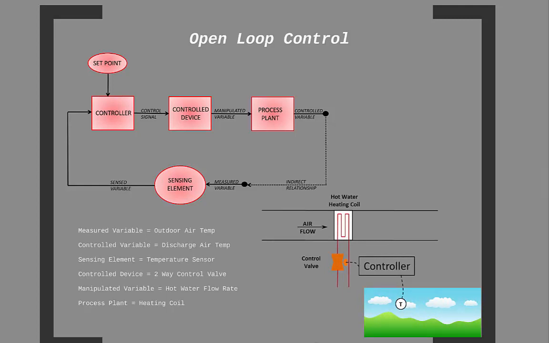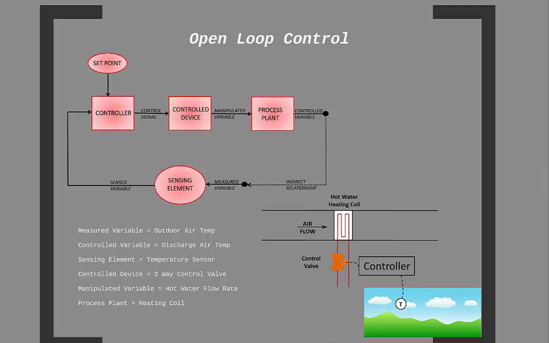So let's revisit that heating coil example and see how we could apply open loop control to it. All things will stay the same except for the measured variable. Instead of measuring the discharge air temperature, we are going to measure the outdoor air temperature. We would expect that when the air temperature outside is dropping, the temperature of the air leaving the coil would be dropping as well. In this case, a drop in air temperature would trigger the controller to decide to allow more hot water to pass through the coil.